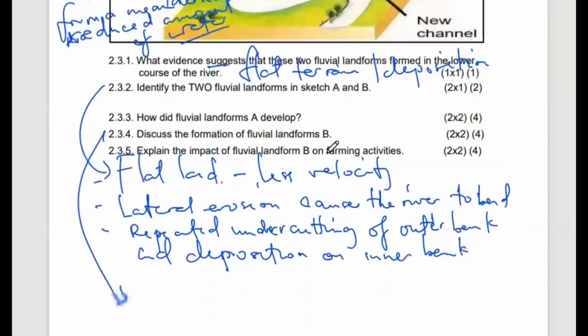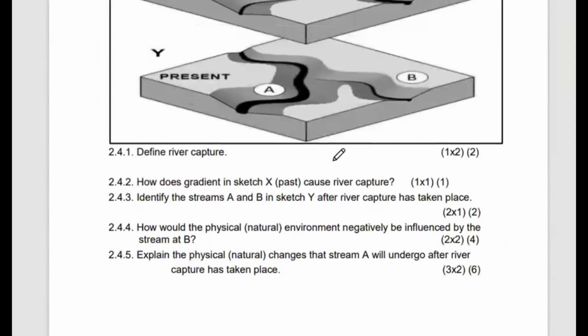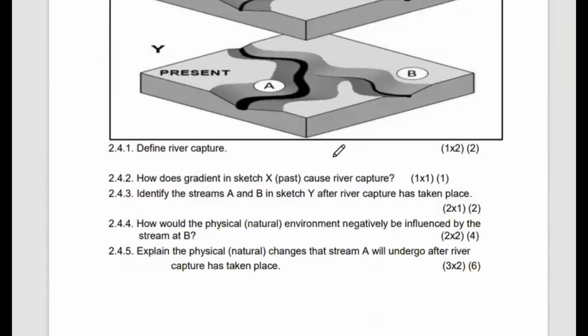Right, that is with question 2.3. Let's move on to the next question, 2.4. Right, it talks about stream piracy or river capture. What is river capture? When you're defining river capture, talk of the energy of the river.